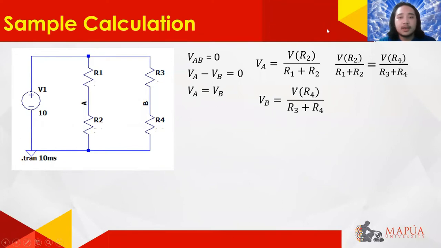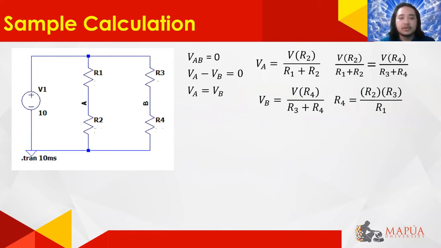For the sample calculations, in finding the value of resistor 4 or R4, we will use the voltage division rule, and afterwards, it can be simplified as R4 is equal to R2 times R3 divided by R1.